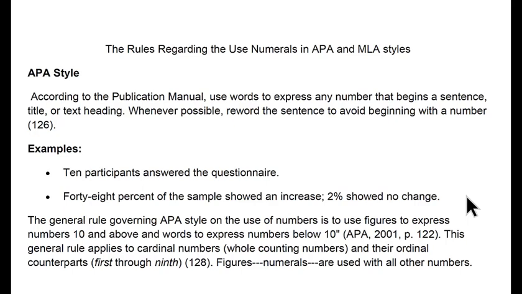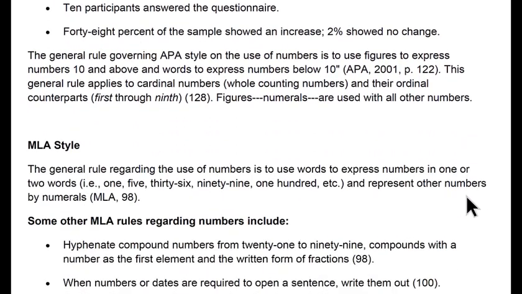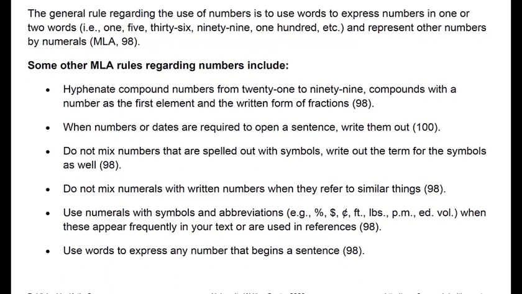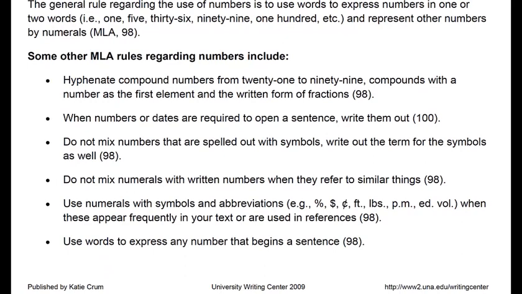The rules regarding using numbers in APA and MLA style. APA: use words to express any number that begins a sentence, title, or text heading. All right, let's look down here and see what MLA says, because I said I was writing a paper in MLA. The general rule regarding the use of numbers is to use words to express numbers in one or two words, like one, five, thirty-six, ninety-nine, one hundred, and represent other numbers by numerals.